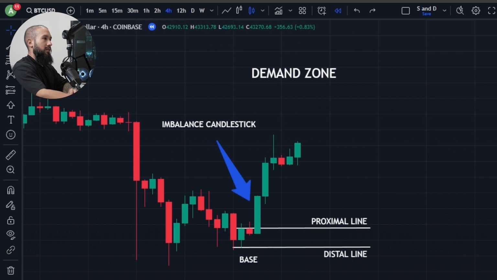For demand zones, it's where we have these big rallies to the upside away from our demand zone for our imbalance candle. We see our imbalance candlestick is at least twice the length of our base. This confirms the demand zone is valid and tradable.